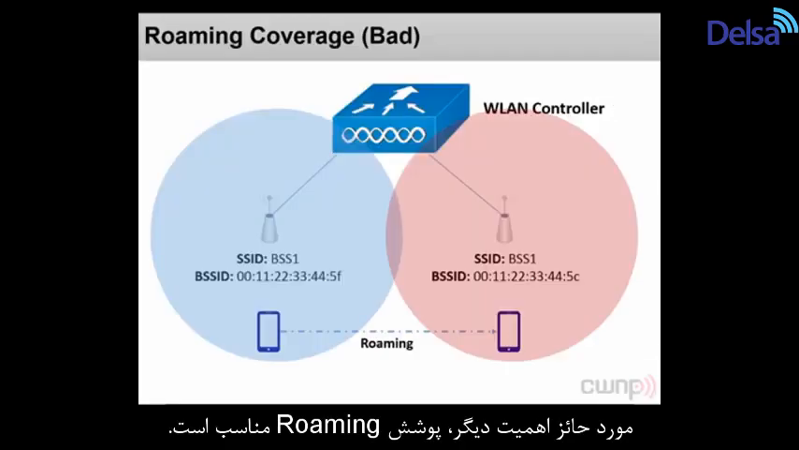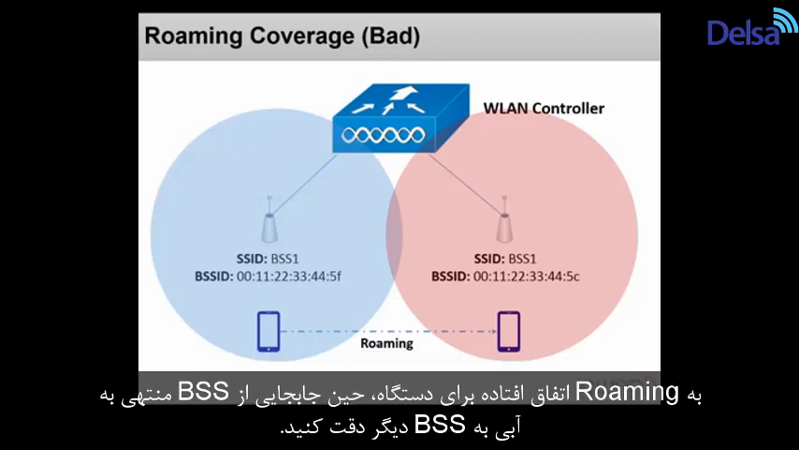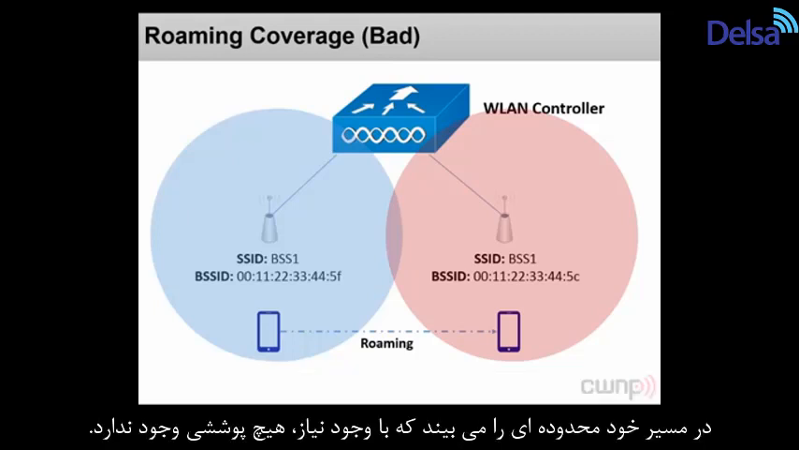We also have to make sure that we have proper roaming coverage. So this is a very oversimplified example because we don't see ovals or circles as our coverage patterns from our actual APs in most environments, but it illustrates the concept. Notice when this device roams from BSS ID 5F to BSS ID 5C from left to right, it's going to go through a space where there is no coverage according to our needs.